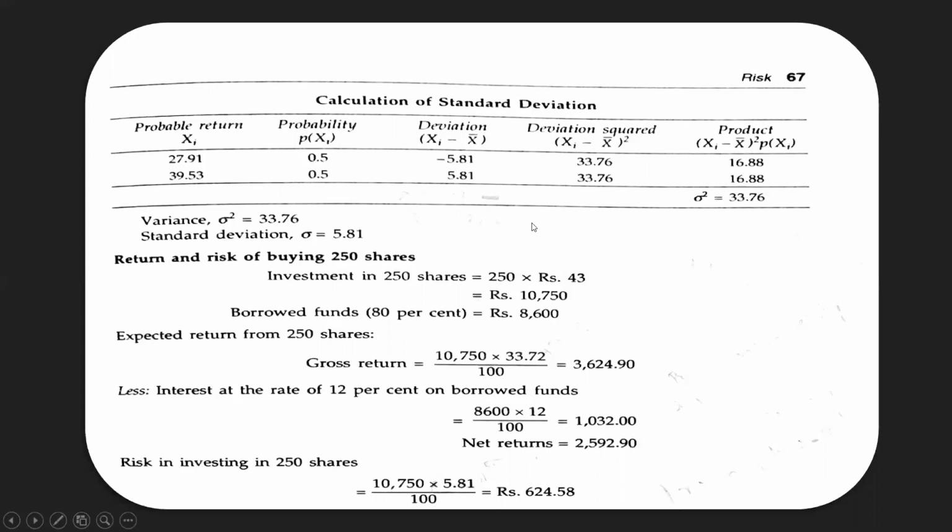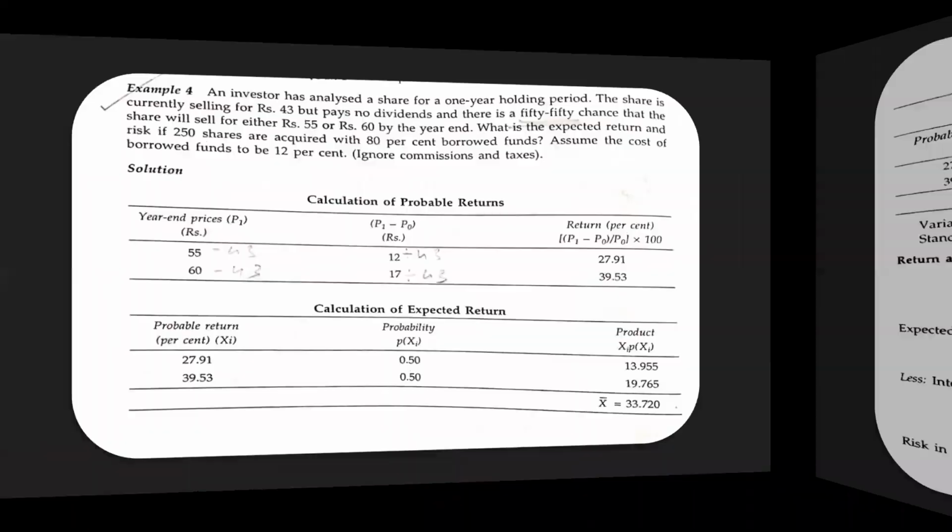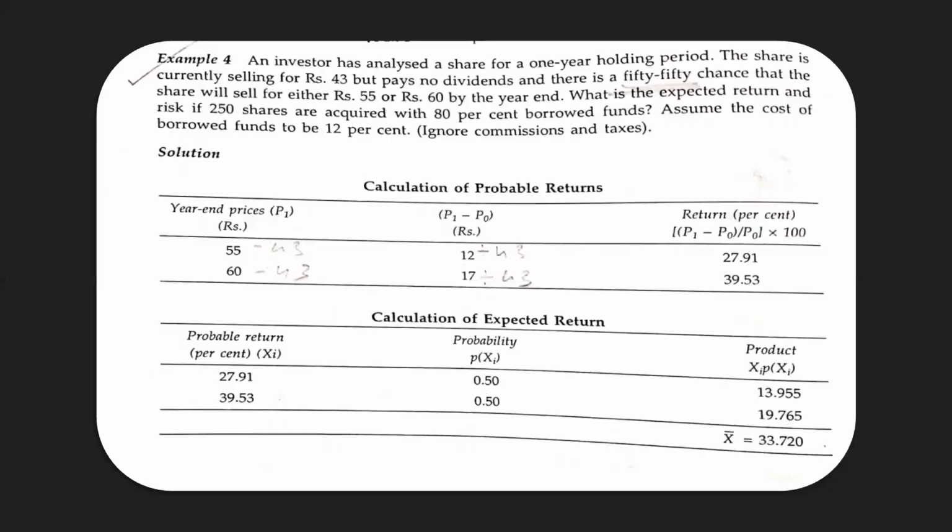To calculate the standard deviation, we'll take the root of variance, which will give you 5.81. So now we know the total risk involved in the investment is 5.81%. We calculated the return as well as the risk involved. Now we can calculate the second part of the question. What is the risk if 250 shares are acquired with 80% borrowed funds?